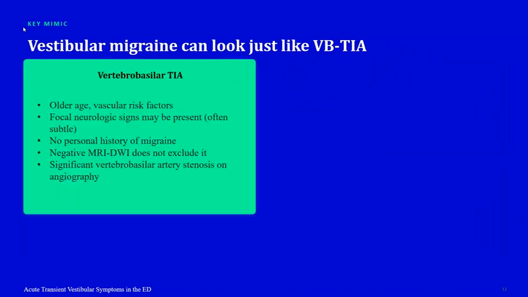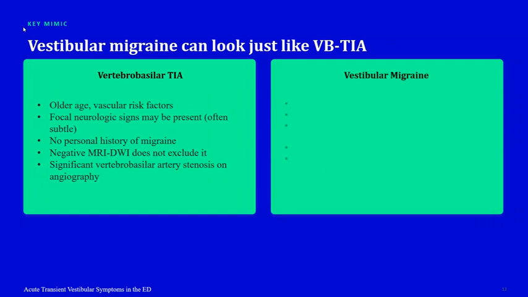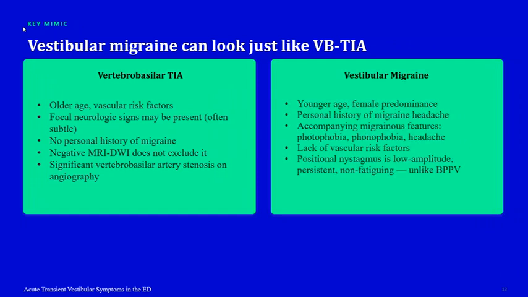Vestibular migraine can look just like vertebrobasilar TIA. Pointers towards vertebrobasilar TIA are older age, vascular risk factors, focal neurological signs, no personal history of migraine, a negative MRI diffusion weighted image, which does not exclude it, and significant vertebrobasilar artery stenosis on angiography.